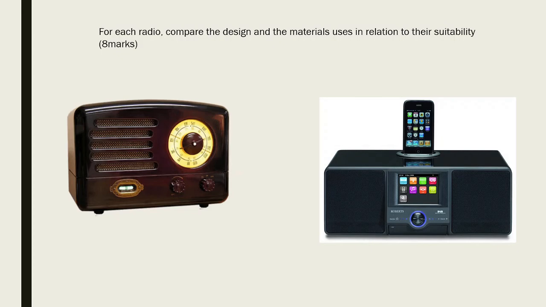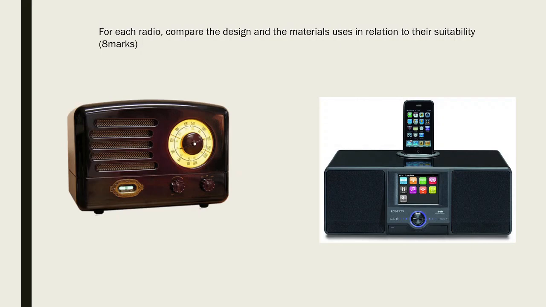Then talk about the manufacturing process, so one is probably more suitable to mass production or batch production compared to one off or small batch production, which would be another key point. And at the end, you need to give an overall summary about which one you think is more suitable and why. That's a very typical product analysis question. It works with anything as well.